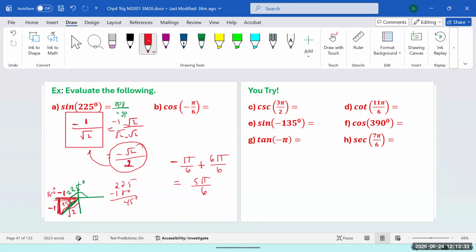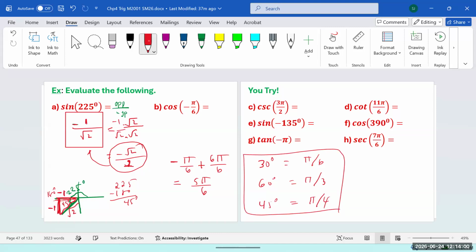First, you have to remember your 30, 60, 90. How can I make it easier for you? Maybe you should just memorize that 30 degree is pi over 6, 60 degree is pi over 3, and 45 degree is pi over 4. If you memorize these three without converting, then you don't have to keep converting your radian to degree every time.